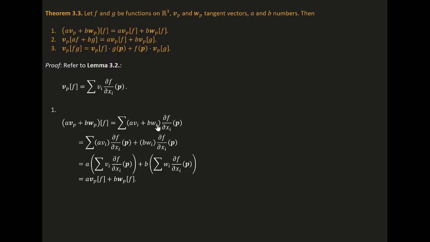Then we distribute, so we take the partial derivative of f, and we distribute across the sum to obtain this sum. We then group the terms so that we have the v_i's and the w_i's separated. And then we factor out a and b respectively from these groups. And within the parentheses, we have the exact form for the directional derivative. And so we rewrite our equation and conclude the proof for part 1.